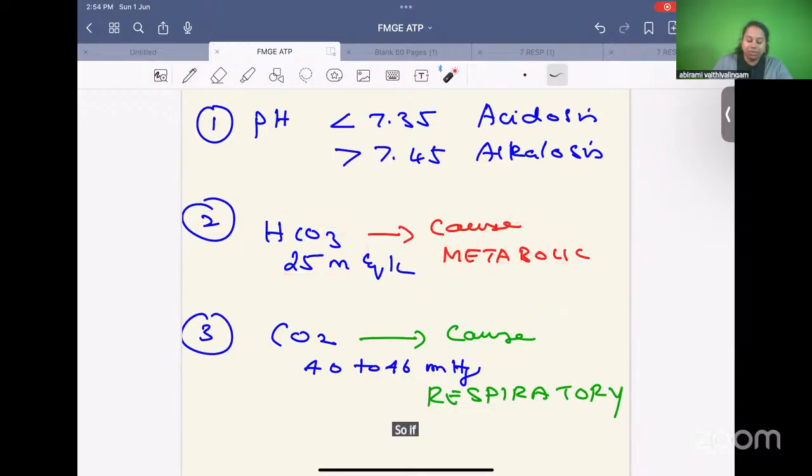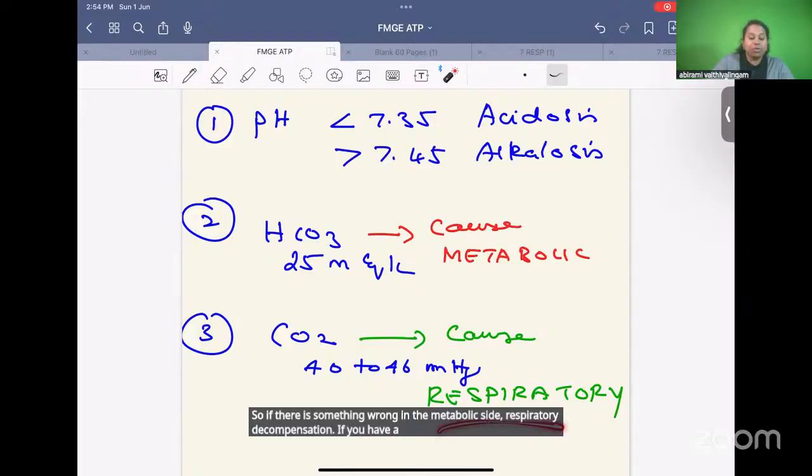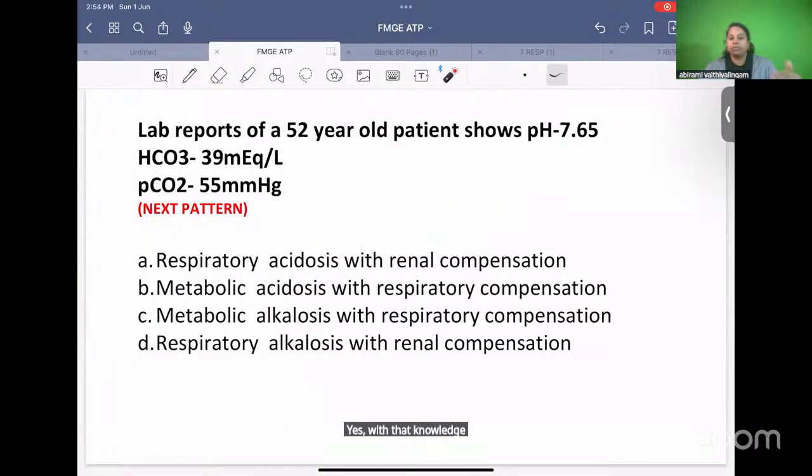So if there is something wrong in the metabolic side, respiratory compensation. If you have a respiratory problem, you will have metabolic or renal compensation. This is a simple rule. Yes, with that knowledge, let's try to solve this.